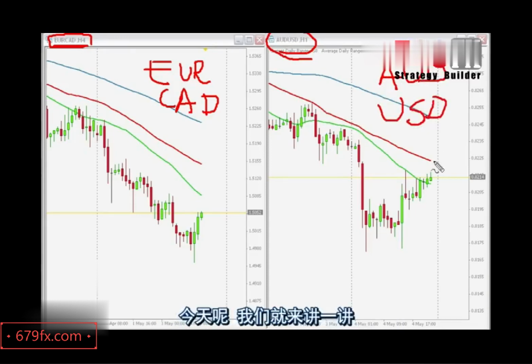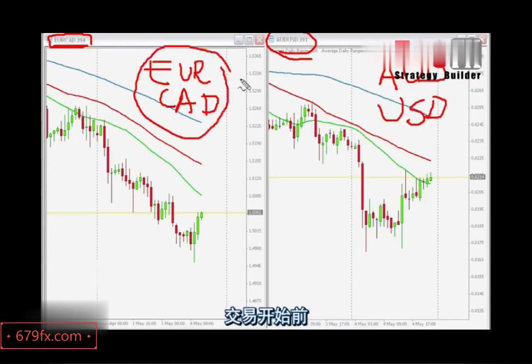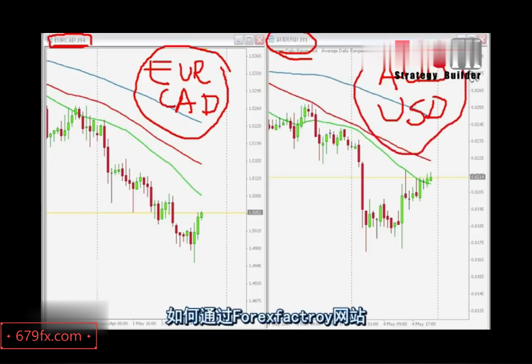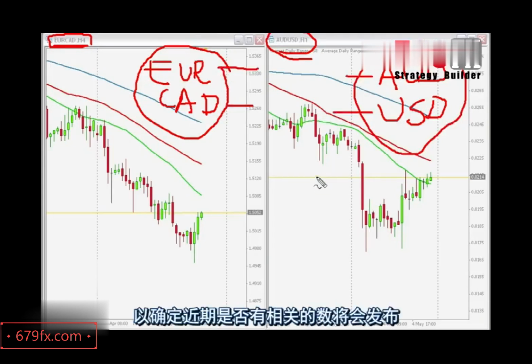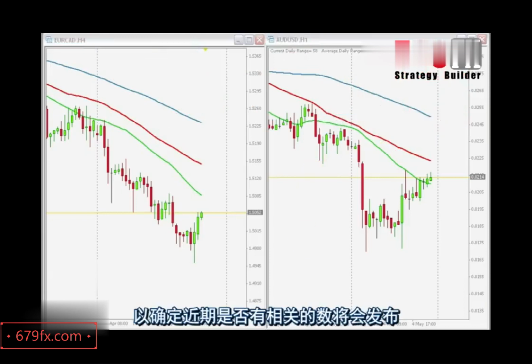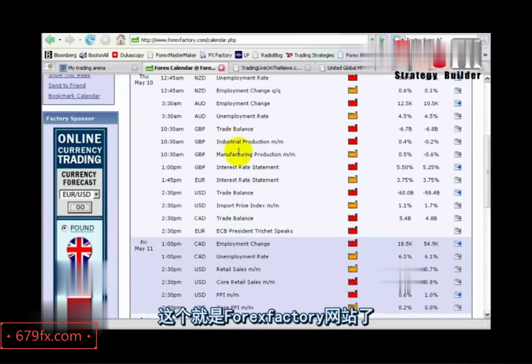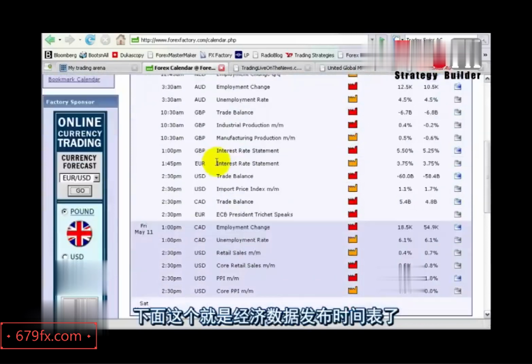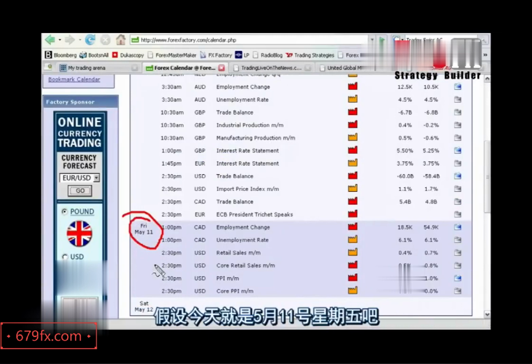Alright, so today we're gonna go to Forex Factory. At the beginning of our trading session, we go to the Forex Factory economic calendar. We are going to see if there is any news coming out for any of these four currencies. This is the Forex Factory website, this is the economic calendar. Let's assume today is Friday, the 11th of May. It's not, but let's assume.